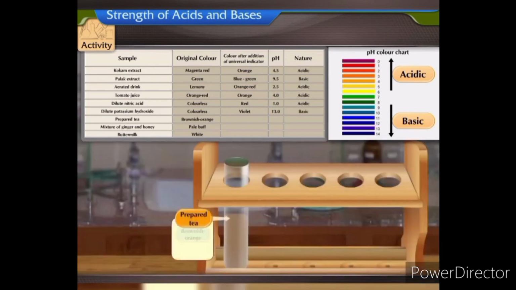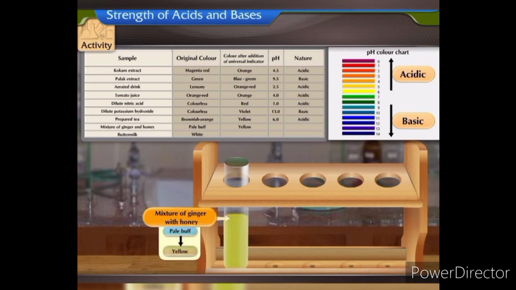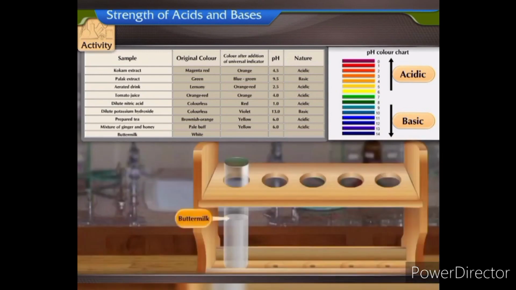Prepared tea was originally brownish orange in color. Now it has turned yellow. The pH is nearly 6.0. A mixture of ginger and honey was originally pale buff in color. Now it has turned yellow. The pH is nearly 6.0. Buttermilk was originally white in color. Now it has turned orange. The pH is nearly 4.5.